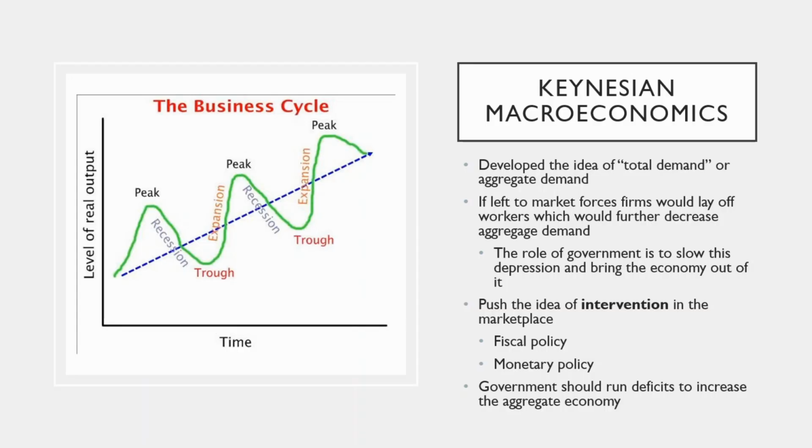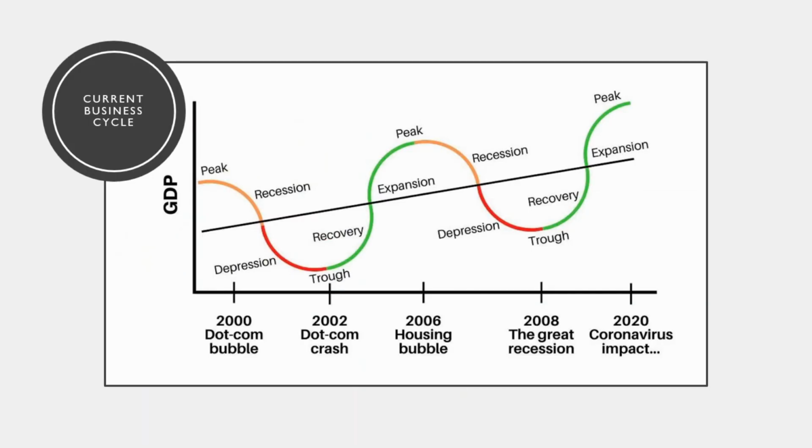He pushed for the idea of intervention in the marketplace, fiscal policy. Keynesians will use the idea of monetary policy as well. And he did push the idea that the government should and can run a deficit to help the economy when needed. Here's the business cycle, which we'll talk more about later on.